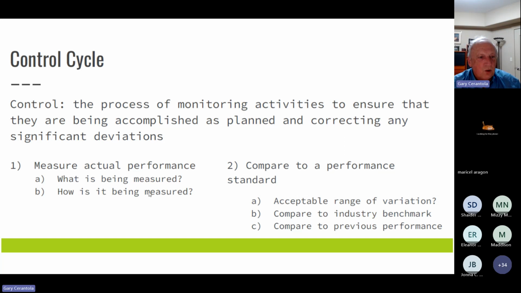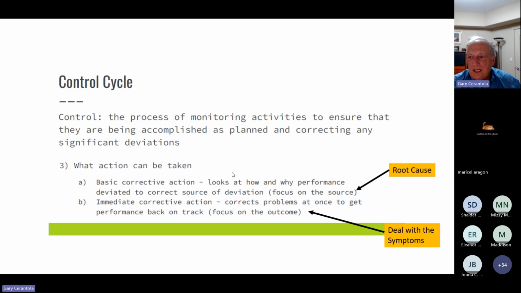So that's what this control cycle is all about. And the thing is, there are two ways to correct. One is the basic corrective action. Now I'm going to talk to you from a total quality management perspective. That's really when you look at the root causes. Because if you don't get to the root causes and you just deal with the symptoms, chances are you didn't really fix the problem, and it hasn't gone away, so it's just going to come back. Maybe you're just dealing with the symptoms.